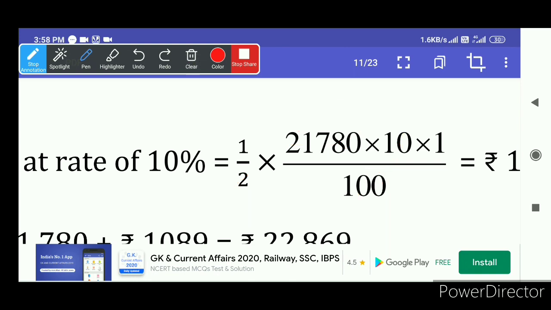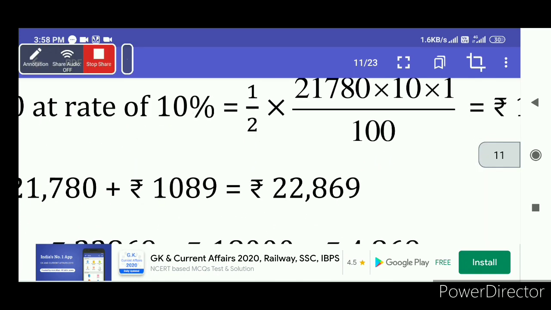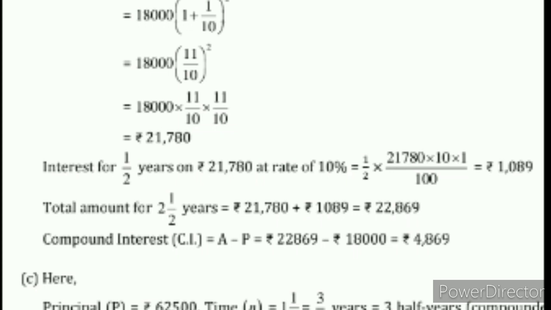Got it? This part is a little different because the time is given as 2.5 years. First we calculated the whole number 2, using the compound interest formula only. The half year we calculated separately using the simple interest formula. For that simple interest, the principal is the amount. Don't take the first, initial principal. We should take the previous amount as the principal for the simple interest formula. This you have to remember.